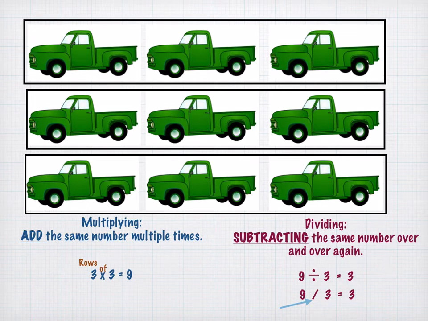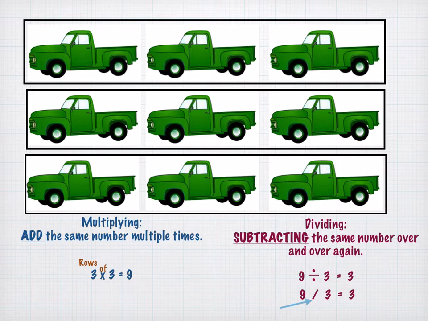So in this diagram, we have 3 rows of 3 trucks makes 9 trucks, or 3 times 3 is the same as 9. When we divide, we take all the trucks all together. So we have 9 trucks. And I can subtract groups of 3 different times.